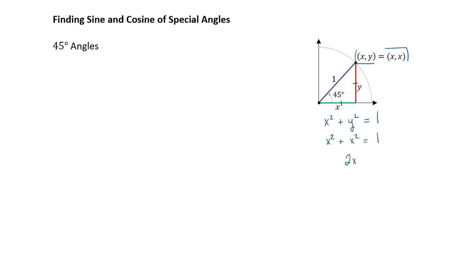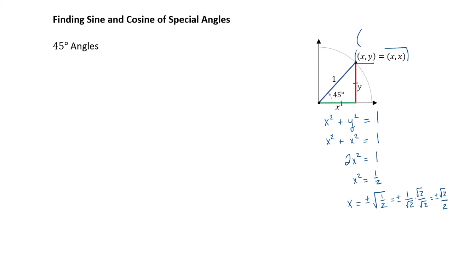And since my x is equal to y, I can replace my y with an x. And now I have like terms to combine. This gives me 2x squared equals 1, so x squared equals 1/2. When I take the square root, I get x equals plus or minus the square root of 1/2, which is plus or minus 1 over the square root of 2. And I'll rationalize that to get plus or minus the square root of 2 over 2.